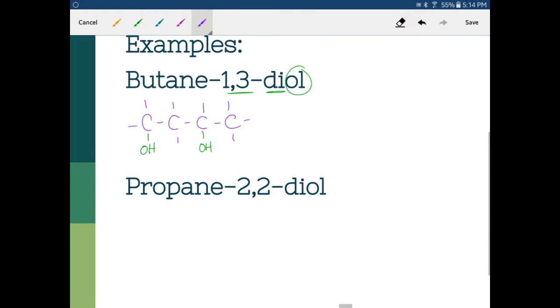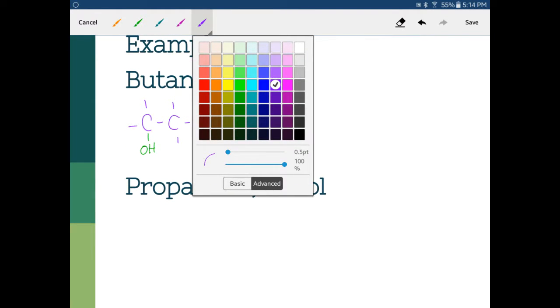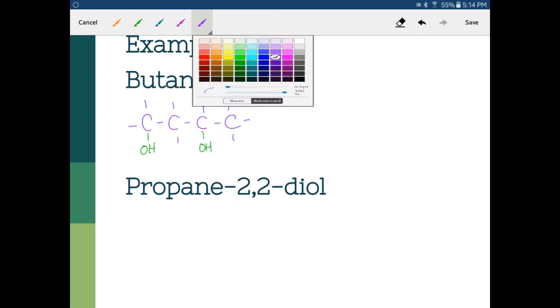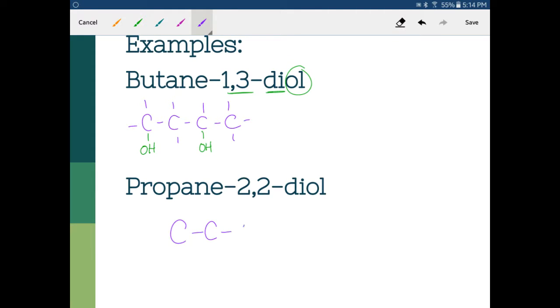Take a look at propane-2,2-diol. Here we go. So I have propane, and I have 2,2-diol, telling me that I have a hydroxyl group coming off of the top and the bottom of this center carbon, my second carbon. So then the rest is filled in with hydrogens.